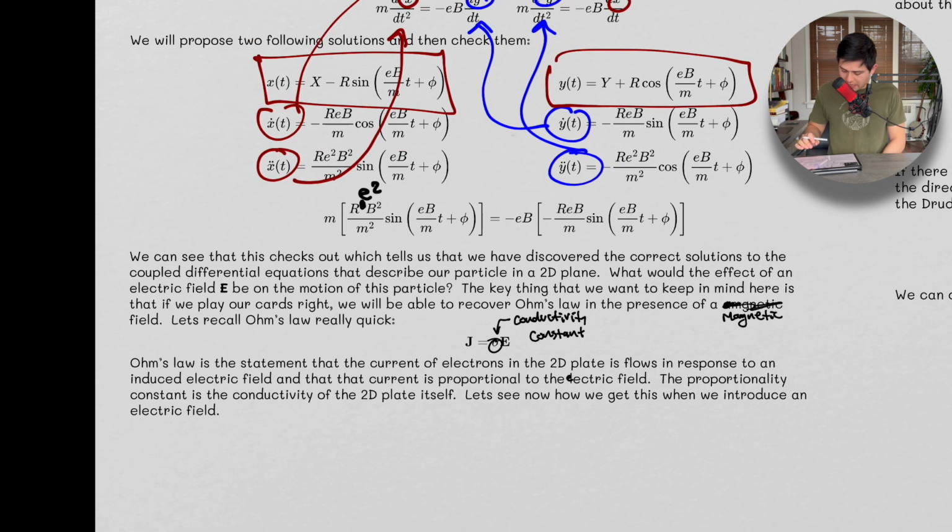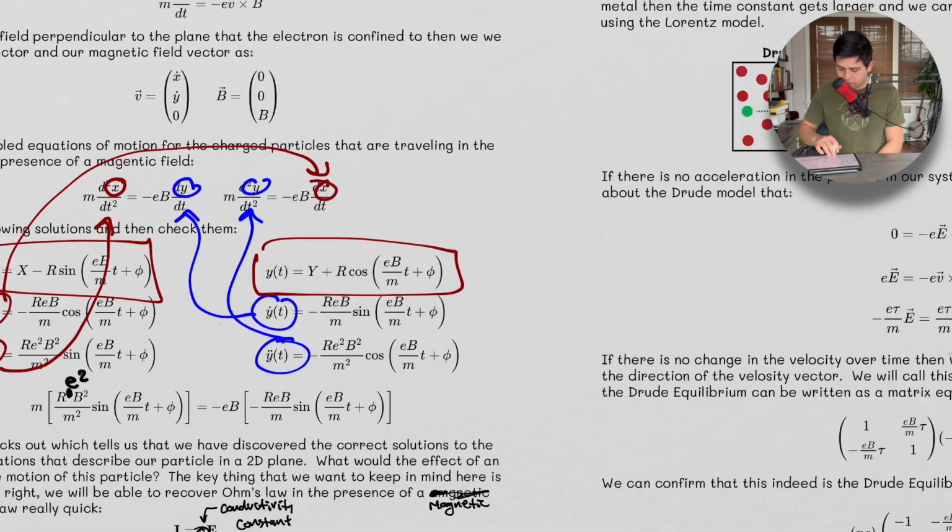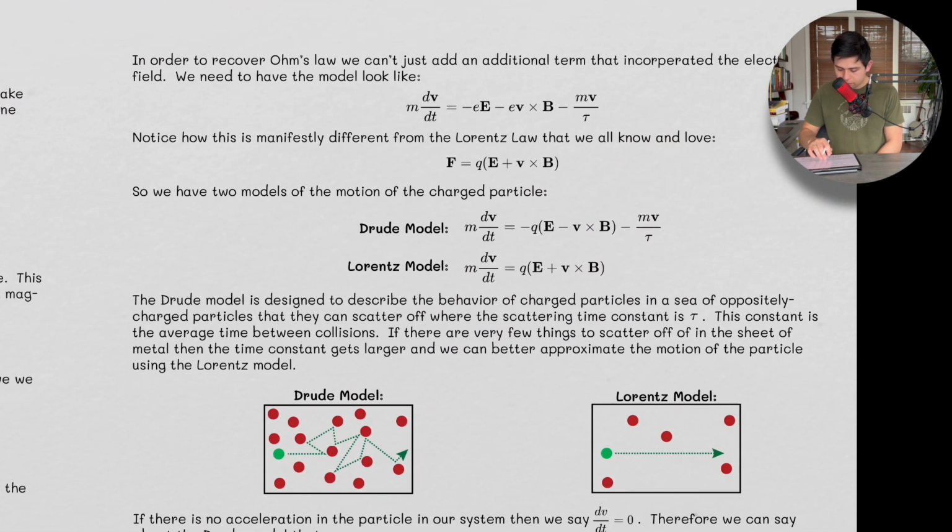Okay, let's see how we can get this when we introduce an electric field. Right, so let's begin. In order to recover Ohm's law, we can just add an additional term that incorporates the electric field. So we need to have the model look like this, okay? And it's not obvious why quite yet, but we'll see.